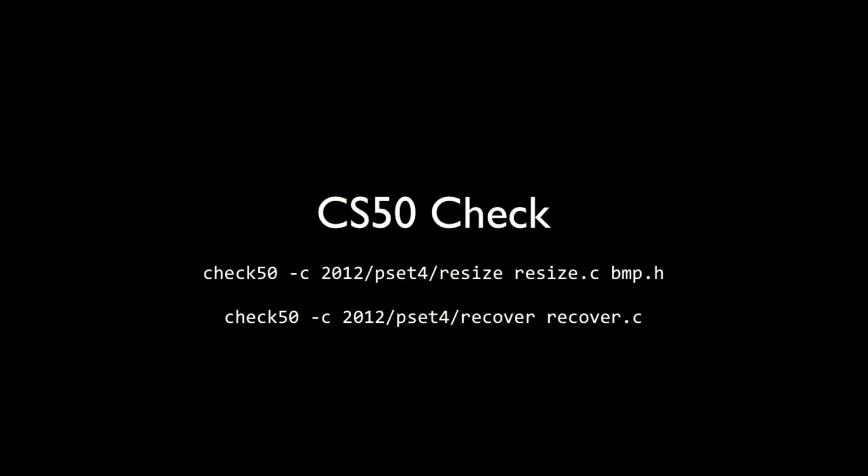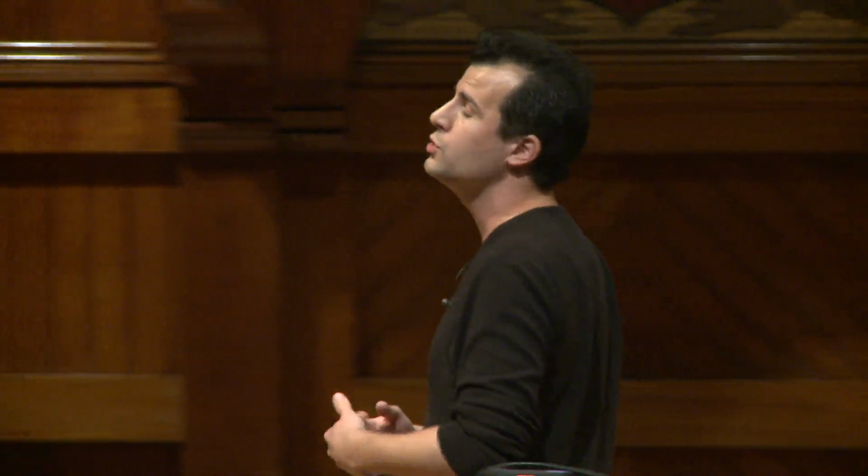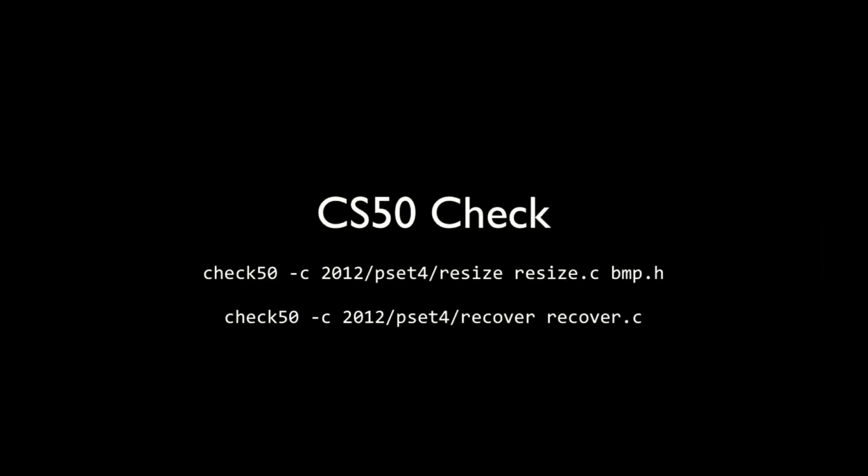With CS50 check, you can actually perform the same correctness tests on your own code that the teaching fellows are able to. This is a command line utility that comes now in the appliance as soon as you do an update50 as per the pset4 specifications. And you use it essentially like this. You run the command check50, then you pass in a command line argument, or more generally known as a switch or a flag. Generally, things that have hyphens are called a switch to a command line program.